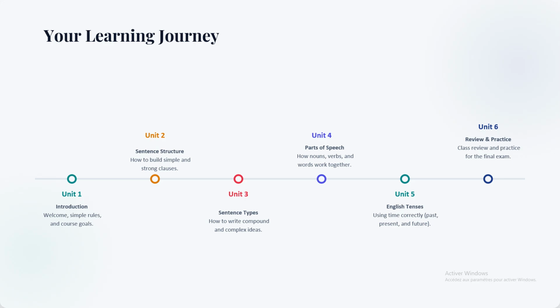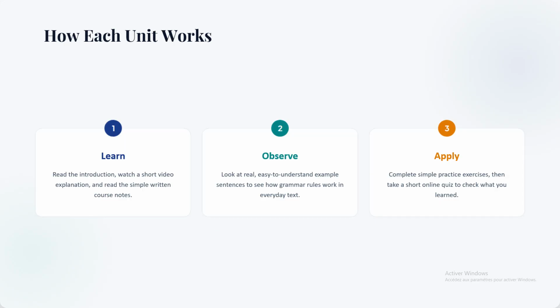Unit 5, English tenses, using time correctly: past, present, and future. And the last unit will be a review and practice. Well, you will have a revision for your final exam. How each unit works, how the course is built.